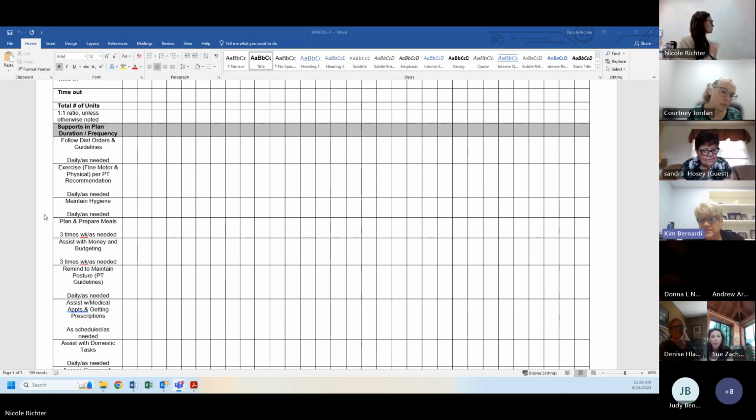Maintain hygiene daily as needed. That was all in her support outcomes and in her service summary line item. Plan and prepare meals 3 times a week as needed. Assist with money and budgeting 3 times a week as needed.